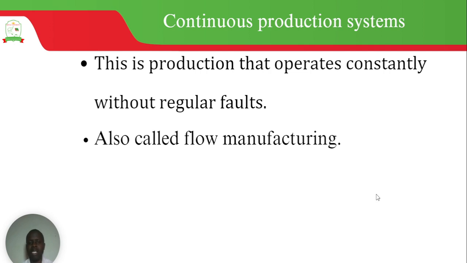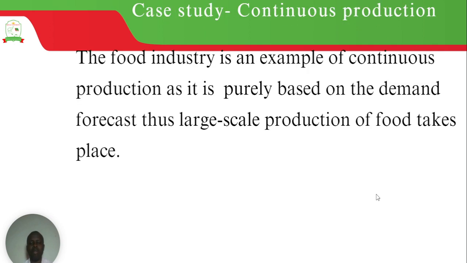These kinds of systems operate constantly without interruption. We can also call them flow manufacturing. That is another name we can give continuous production systems. Now, an example of a continuous production system is what happens in the food industry. There is continuous production as it is purely based on demand forecast, thus large-scale production of food is able to take place.